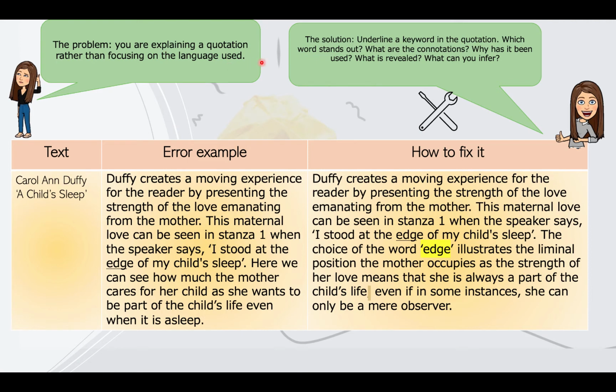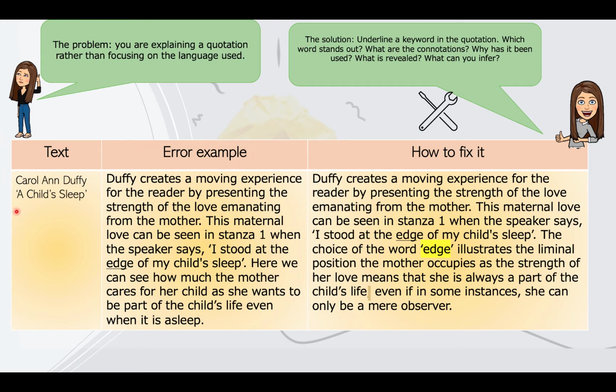So what is the solution? Start by underlining one keyword in that quotation. So a keyword or a phrase, try not to analyse everything. Think about which word stands out. What are the connotations of that word? What do you understand that word to mean? And then what does it mean within the text? So how has the writer utilised this word? Why has it been used here? What does it reveal? And what can you infer from this particular word?